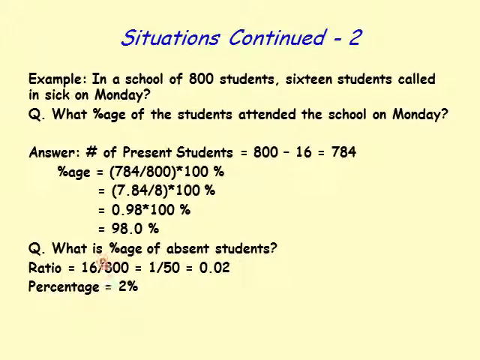So the percentage of students who attended school that day was 98%, and the percentage of students who skipped the classes that day was 2%. Okay, let us continue here.